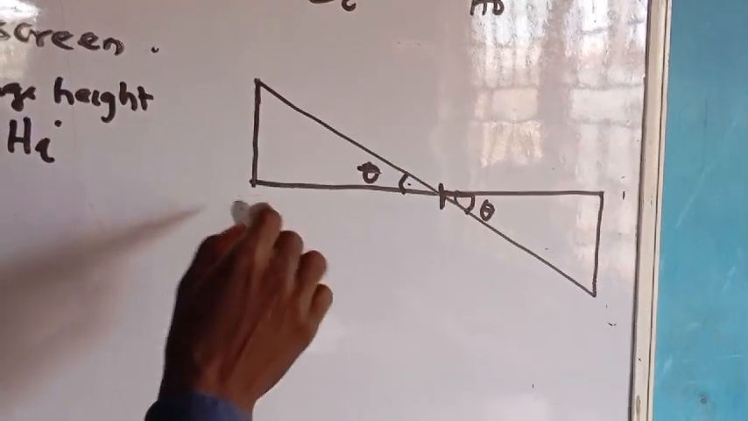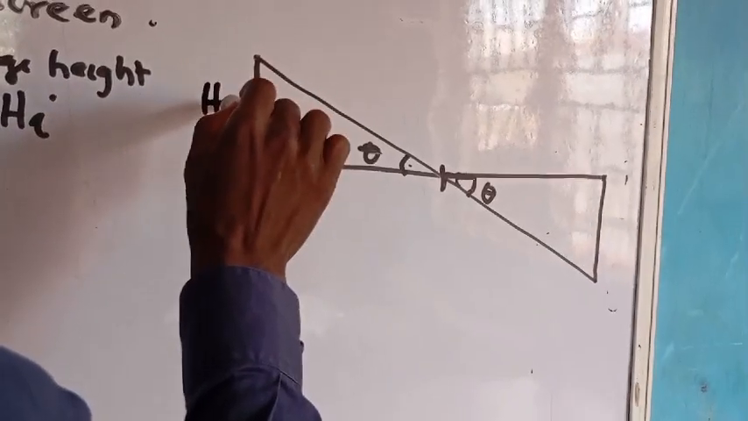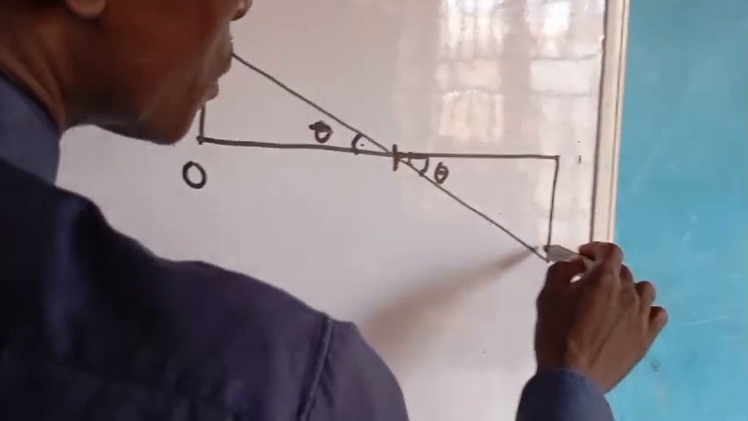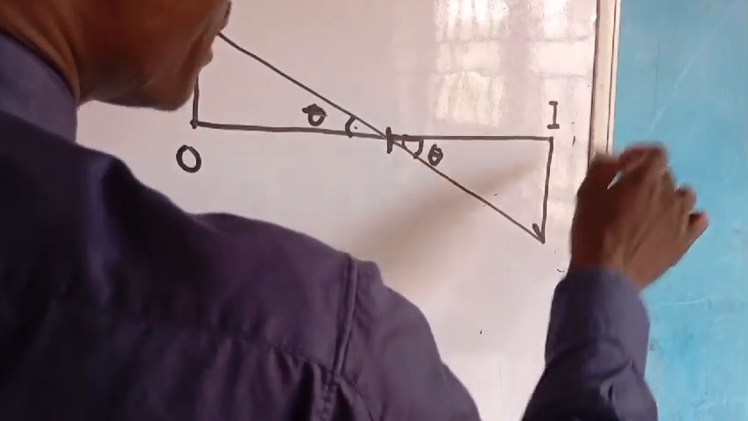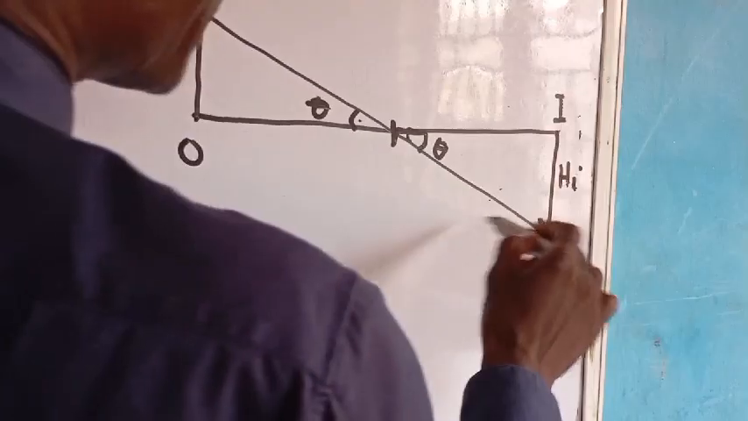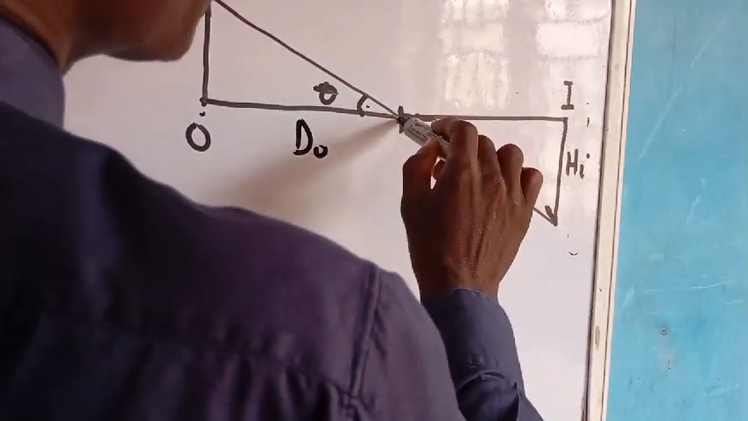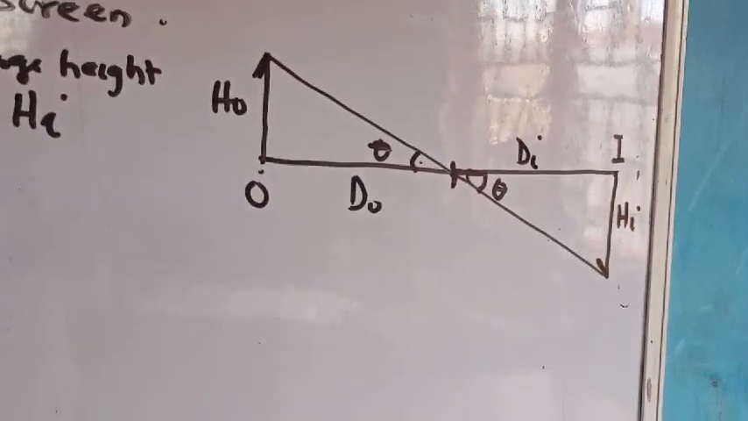Now, remember, we said that this is the object. This is the height of the object. This is the object height. We said so. And we said that this is the image. You see the image, this is the image height. While from here to here, we take it as object distance. From here to here, we take it as what? Image distance. We take it like this.